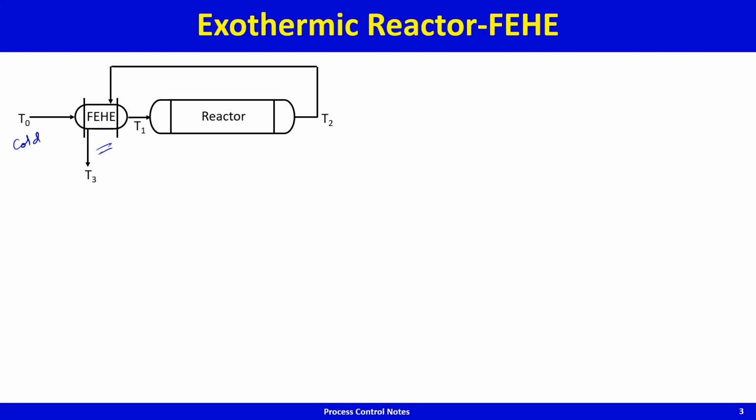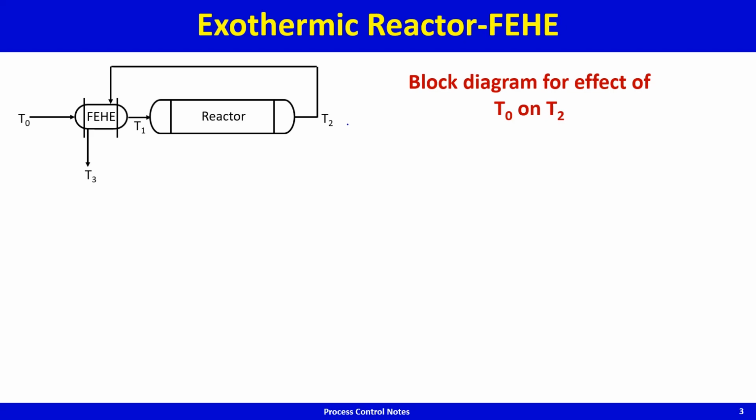So these reactor feed effluent heat exchanger systems are quite common. It improves the energy efficiency of the process. What we would like is a relationship, a block diagram relating change in T naught. If the temperature here changes, how does T2 change? That's what we want. Block diagram for effect of T naught on T2.